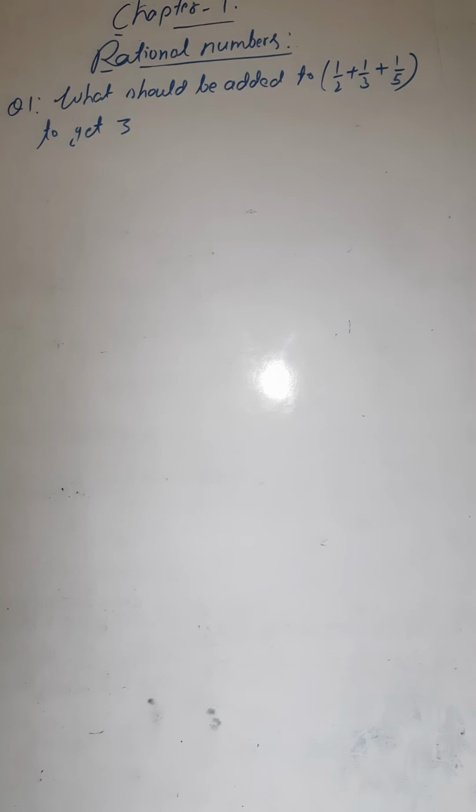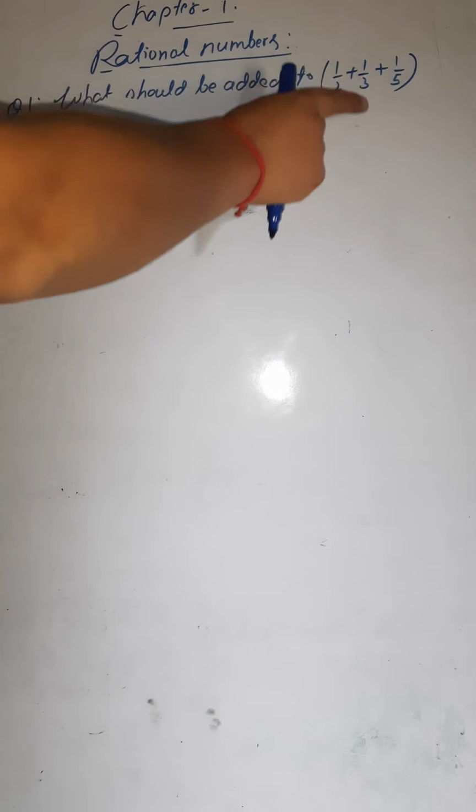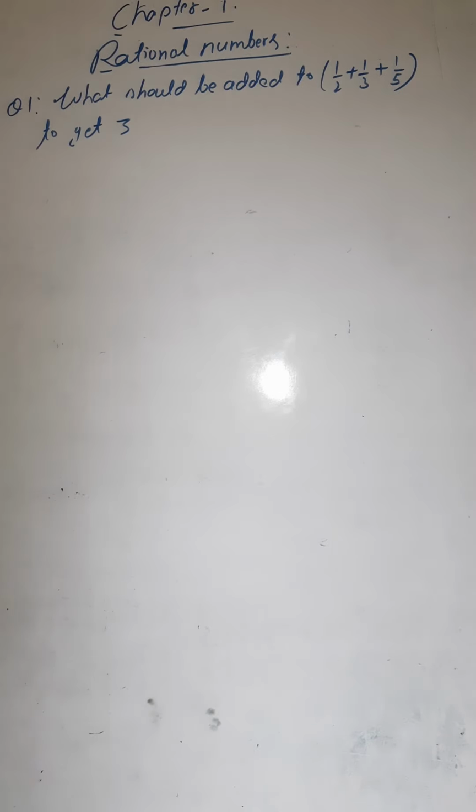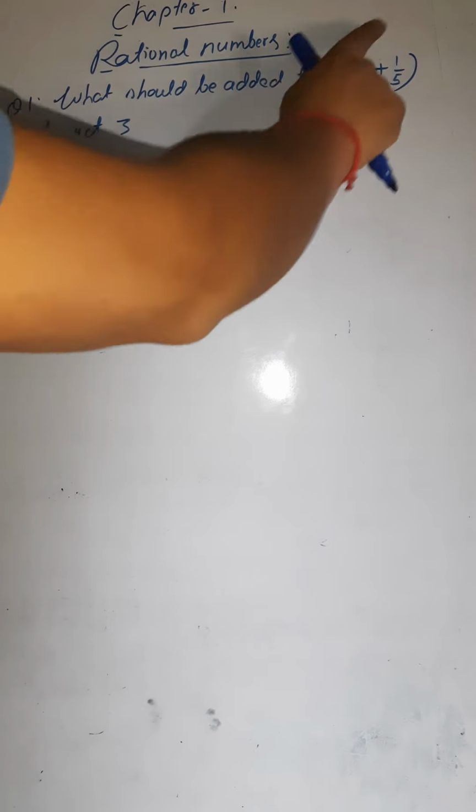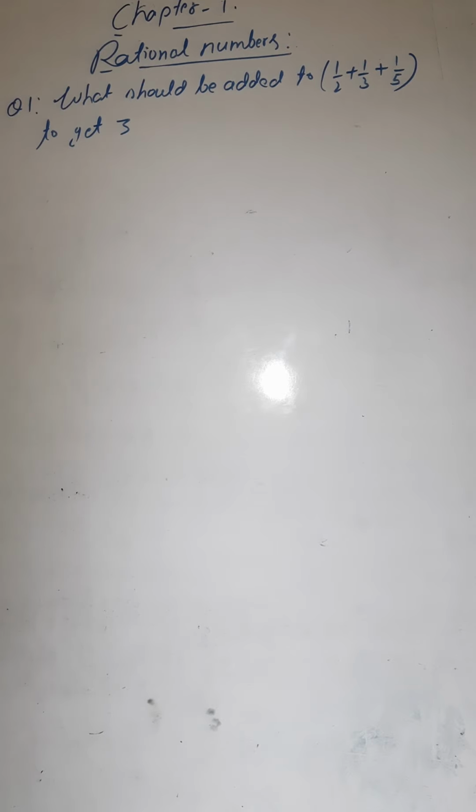So now, dear students, today we would be doing some new questions of the chapter rational numbers. So question number one here is, what should be added to 1/2 plus 1/3 plus 1/5 to get 3? Means how much should I add here to get 3?